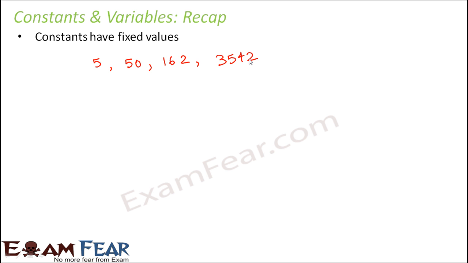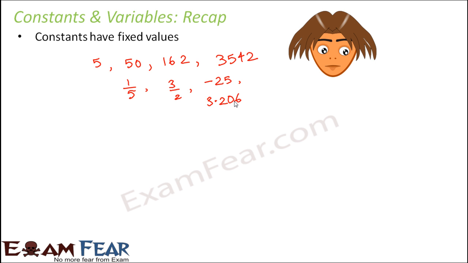If I say 5 rupees, 5 rupees means 5 rupees. 5 can never become equal to 10. 5 can never become equal to 1 by 5, or 5 can never become equal to minus 5. So all of these are constants, whether you talk about fractions, or negative numbers, or decimal numbers. These are all examples of constants. So constants means they will always have the same value. That is why they have a fixed value.